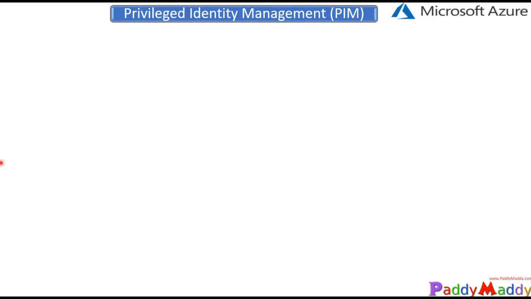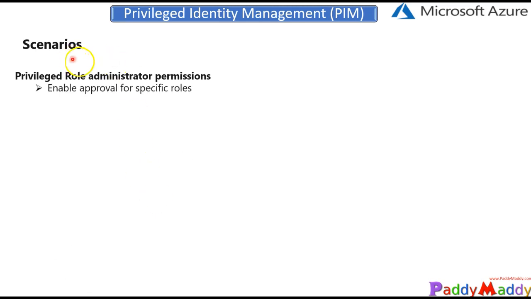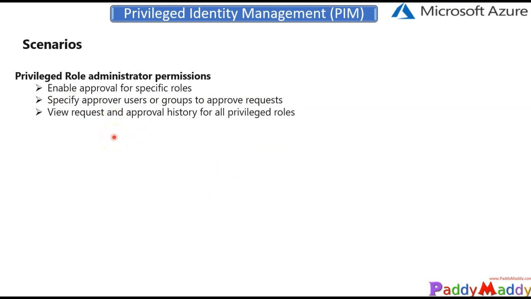So let's understand more about the scenarios where we can use this. The first one is the privileged role administrator permission. When you enable this, you have the approval for specific roles and the specific approver users or user group to approve based on the request, and you can view the requests and approve based on the history for all those privileged roles.